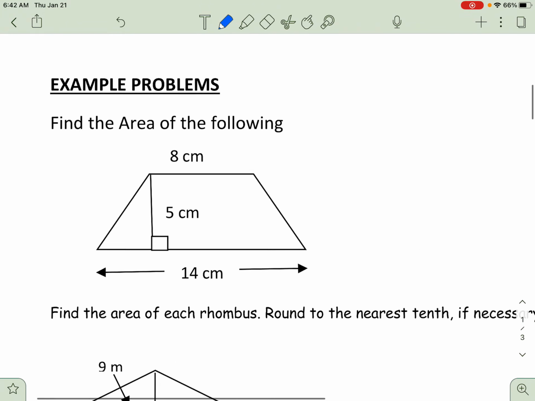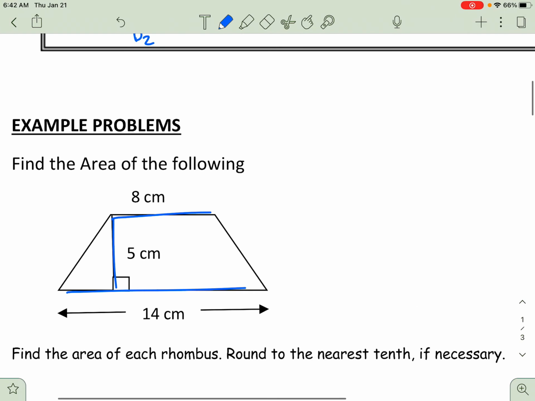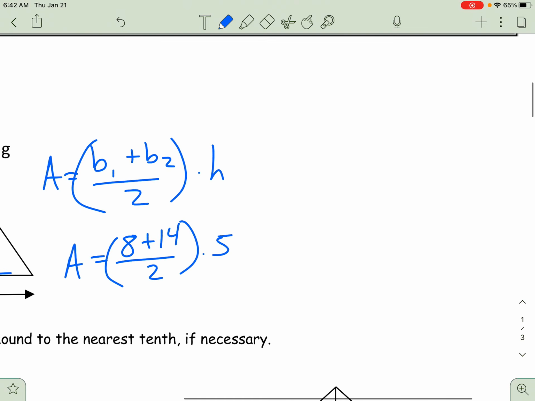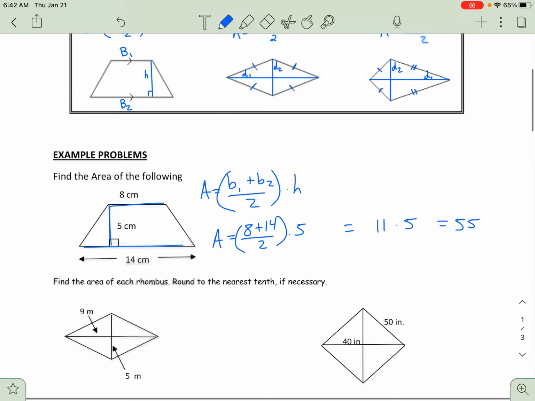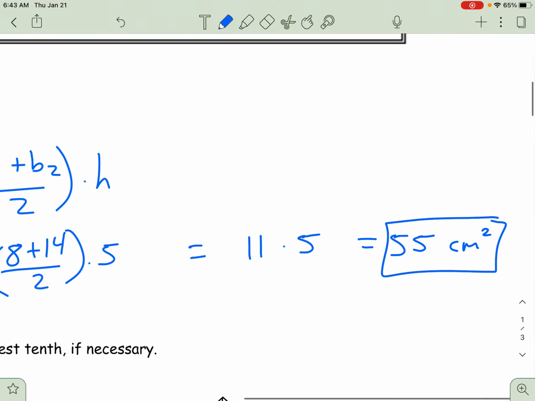All right, let's go through some examples, shall we? Find the area of the following. This is obviously a trapezoid. It's got a base and a base, and then you have a height, right? So area of a trapezoid, base 1 plus base 2 divided by 2 times the height. So in this case, you got 8 plus 14 divided by 2 times 5, which is, let's see, 8 plus 14 is 22. 22 divided by 2 is 11. 11 times 5 is 55. And since this is area, remember it's the units squared.